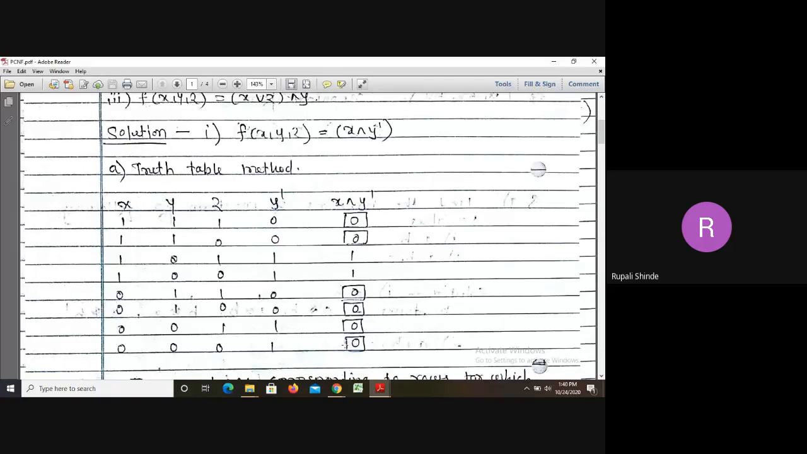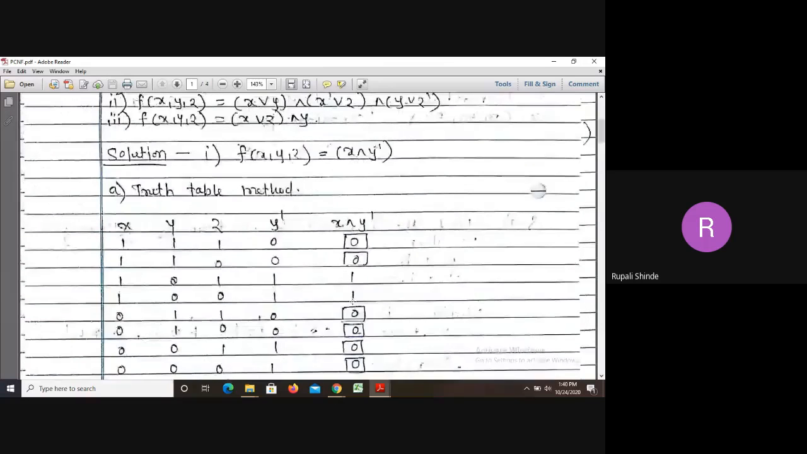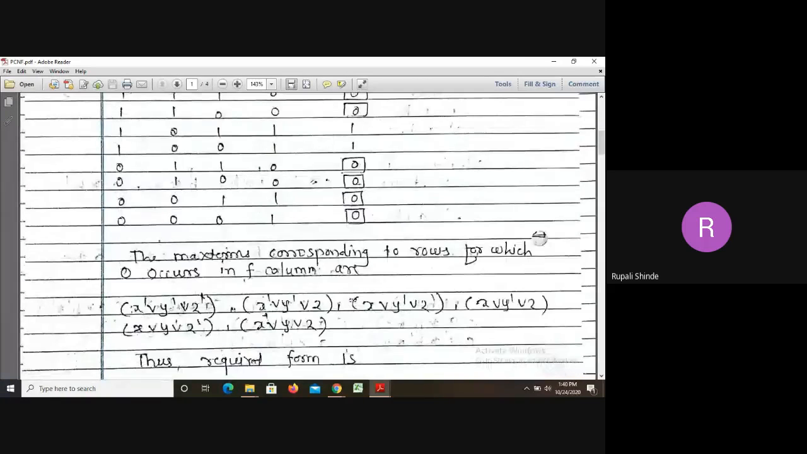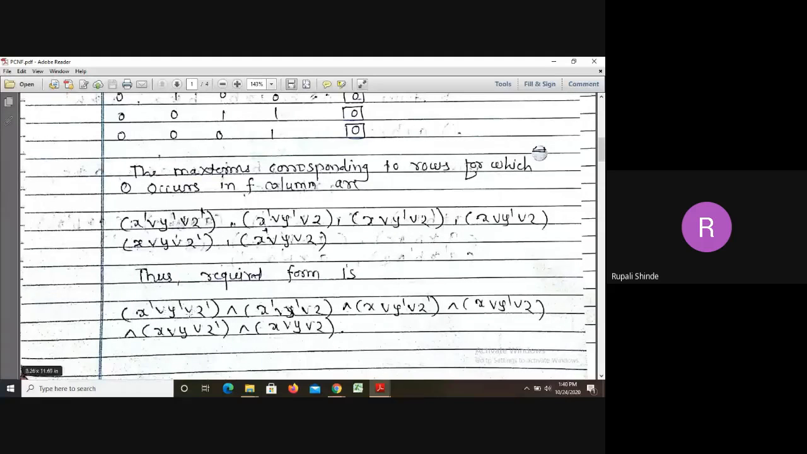And for this last 0, the values are 0, 0, 0. Yes, here all values are 0. So we have to consider those variables in original form as x XOR y XOR z. Now we got all these max terms. So now we can form the product of sum canonical form. We just have to write AND in between these max terms.